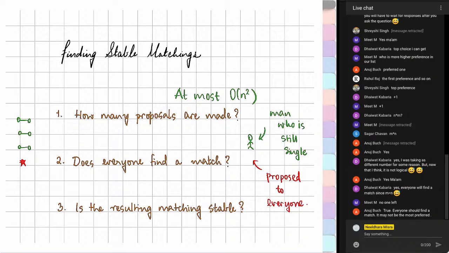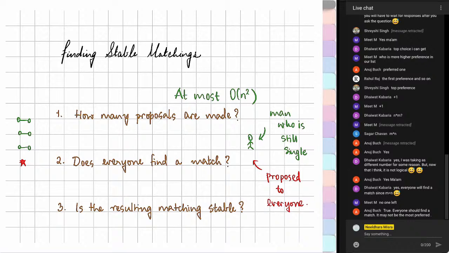So there is also a woman who is still single, and in particular, our friend here must have proposed to that woman, and that woman, when she got that proposal, would have had no reason to reject it. Because remember that if you are single at the end of the algorithm, then you are also single at any intermediate stage of the algorithm.